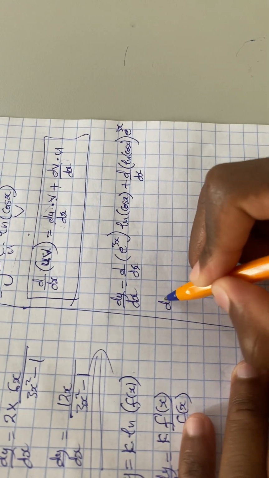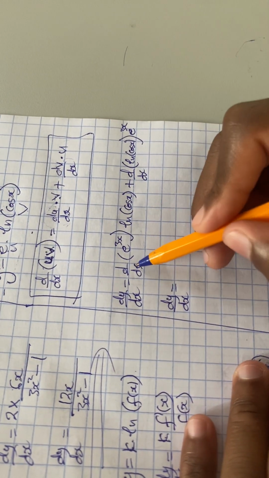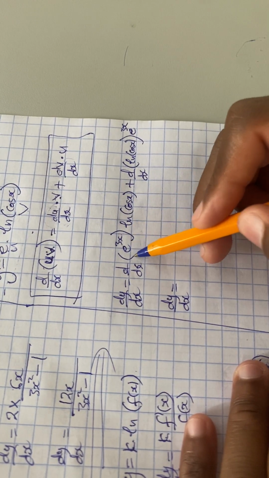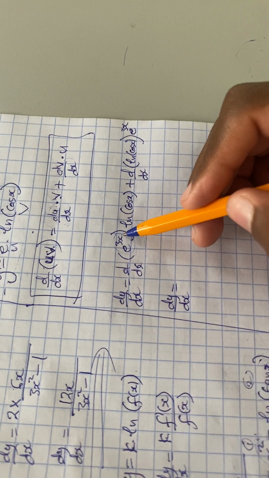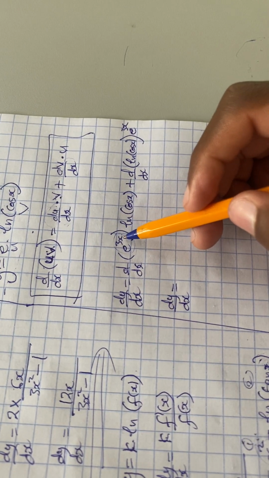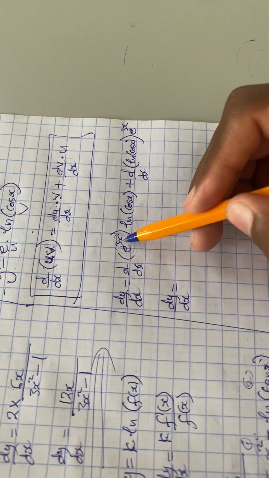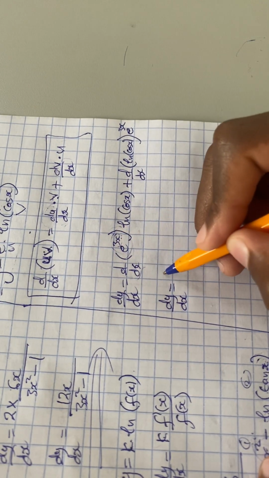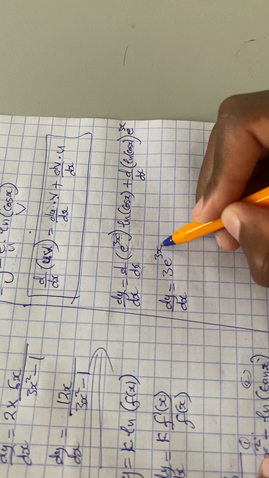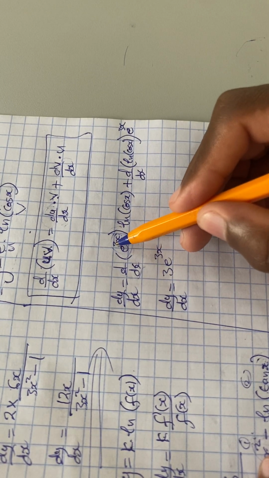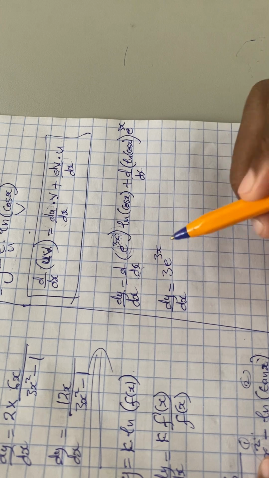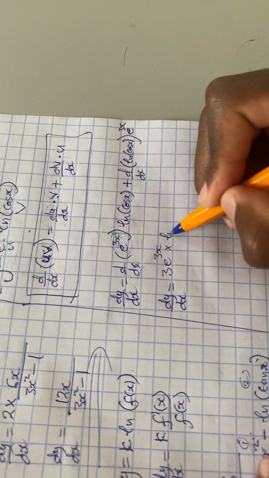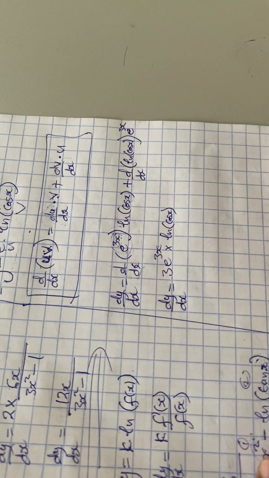So now, to further work this out, the first derivative of e to the power 3x is going to be what? Remember, this is the exponential function. When you're differentiating the exponential function, we find the first derivative of the power multiplied by the function itself. So this is going to be 3 e to the power 3x, right? Multiplied by ln cos x as it is, right?